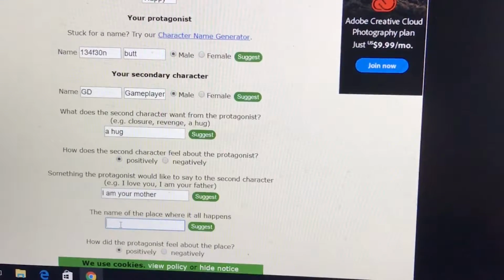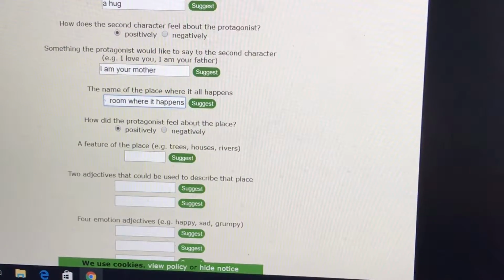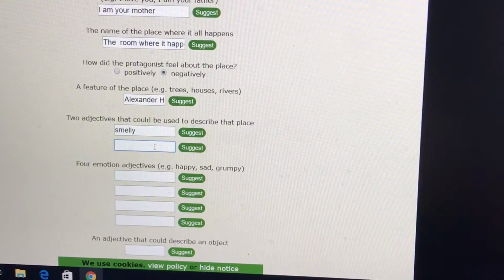Name of the place where it all happens. So what should we call the place where it all happens? The room where it happened. Yeah, that's what the story. Hamilton fans, unite! How did the protagonist feel about the place? Negatively. So they want to love each other because they hate it. The feature of the place: Alexander Hamilton. Two adjectives: smelly and Alexander Hamilton-y.